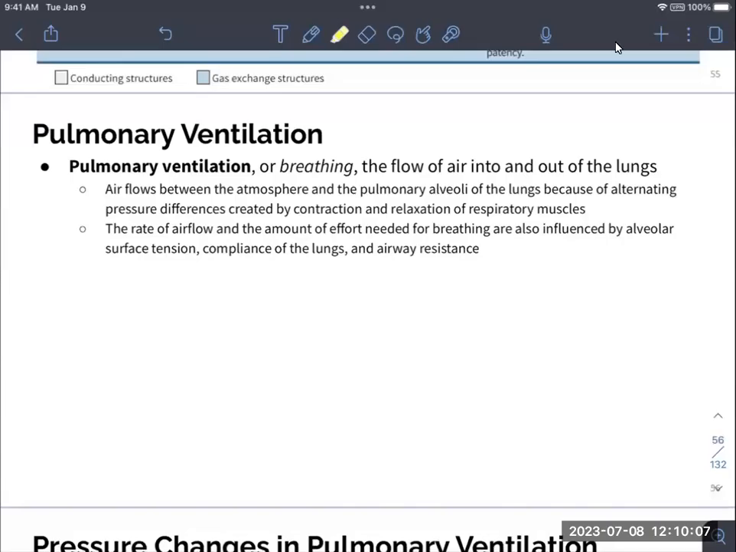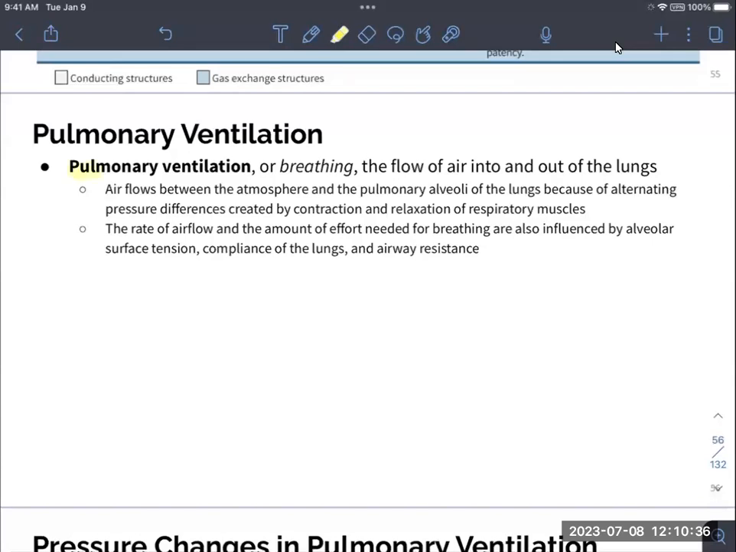Hello, welcome to part 2 of chapter 23, the respiratory system. Now we're going to start looking into more of the physiology behind breathing. How does it happen? How does gas exchange within the lungs actually occur? We're going to look into all of this in the second half of this PowerPoint.